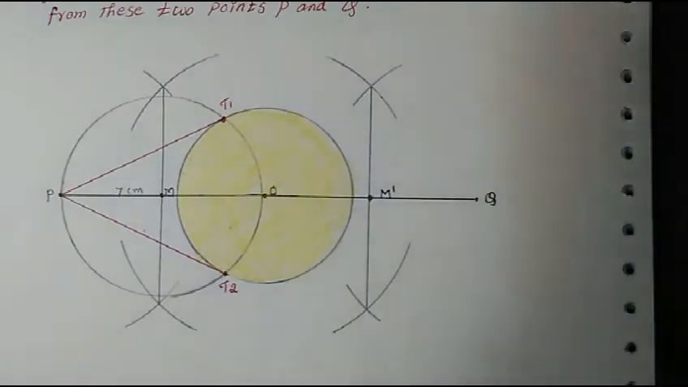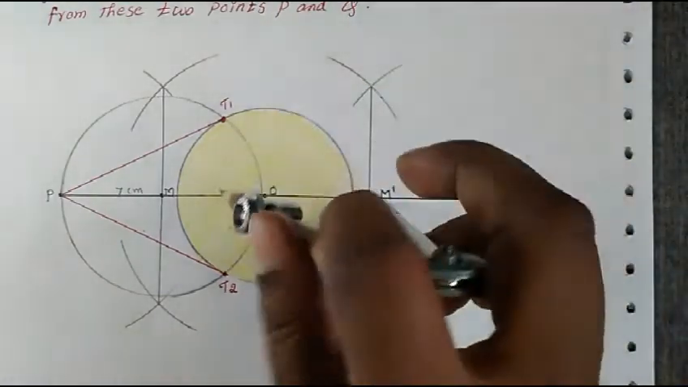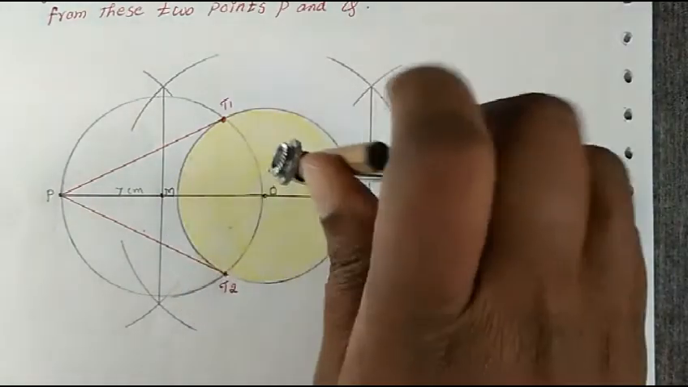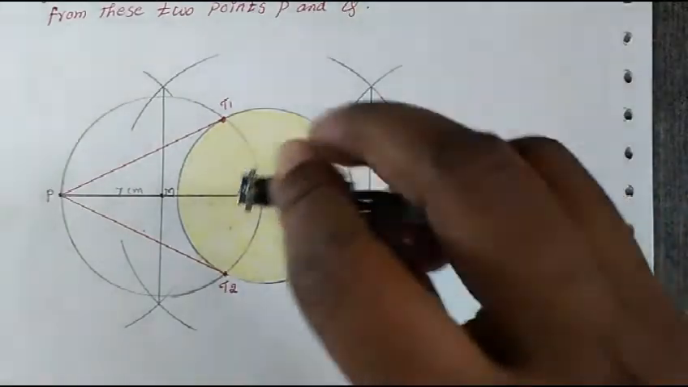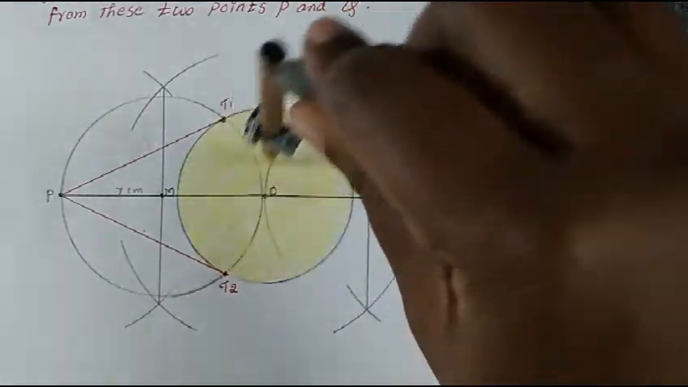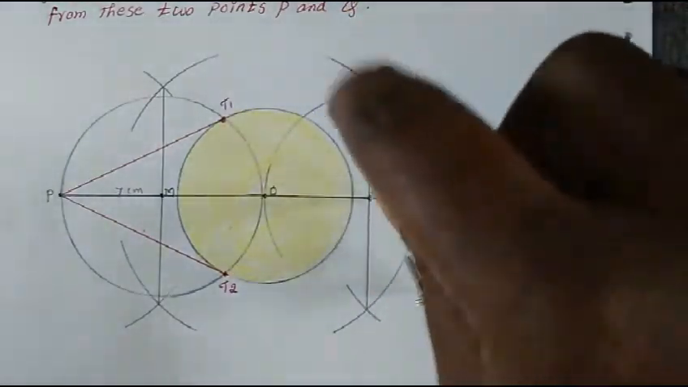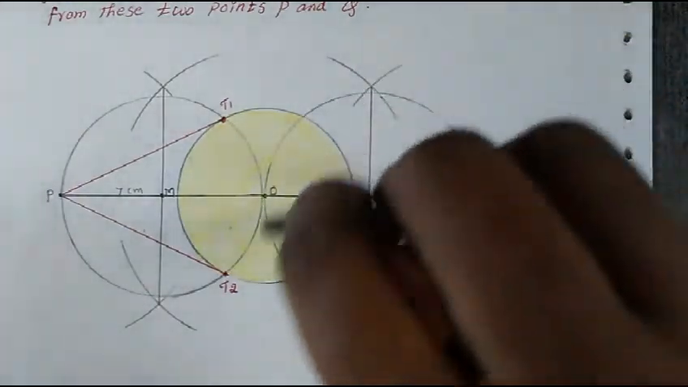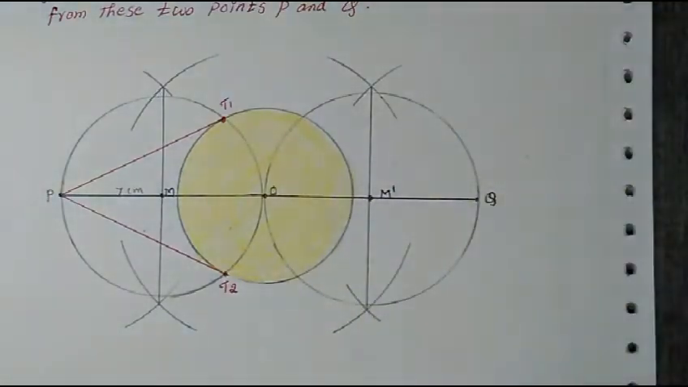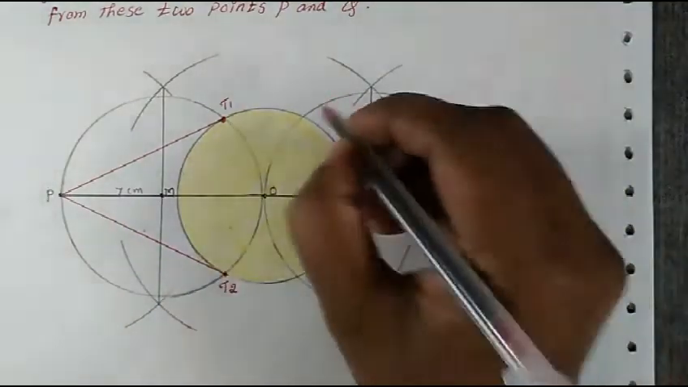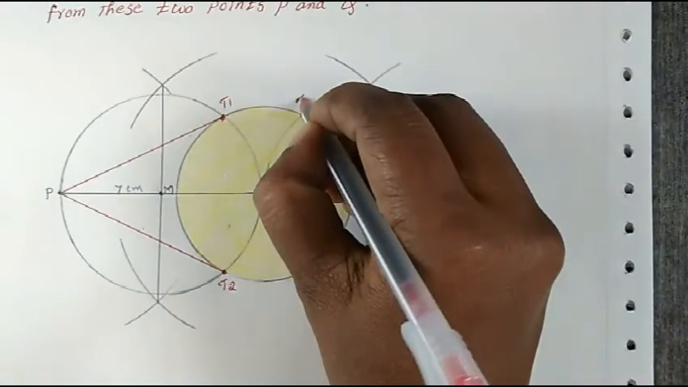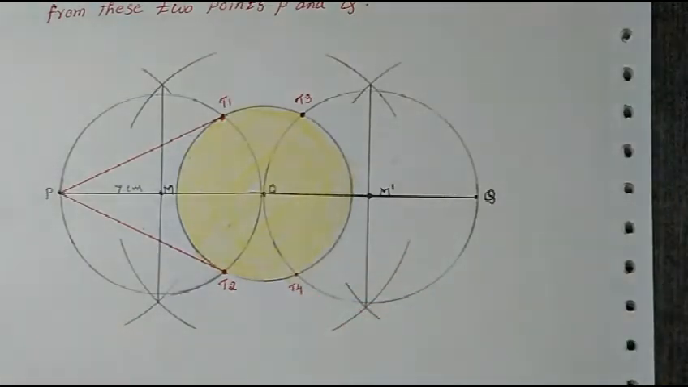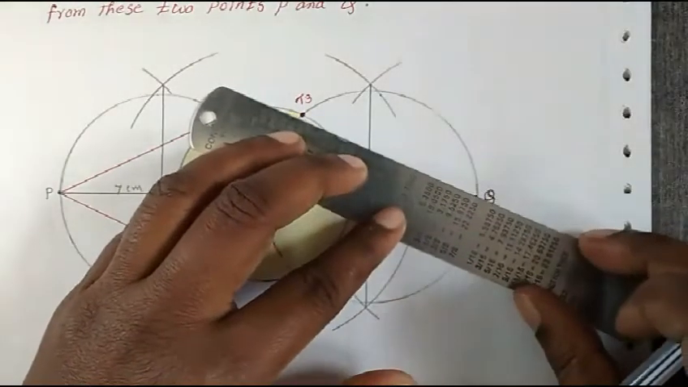Now keep this midpoint as a center and take the measurement of the center and draw another circle. Okay, so now this circle is touching the original circle at this point. So this will be our tangent 3, this will be tangent 4. So let's join this with Q.